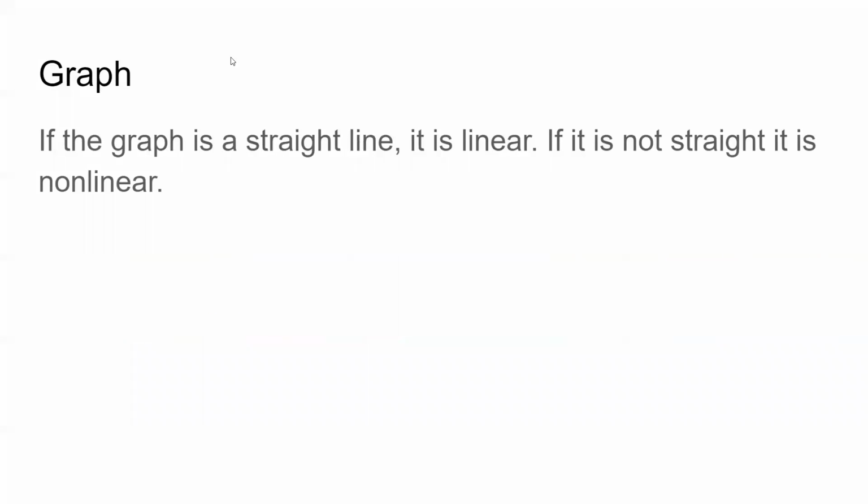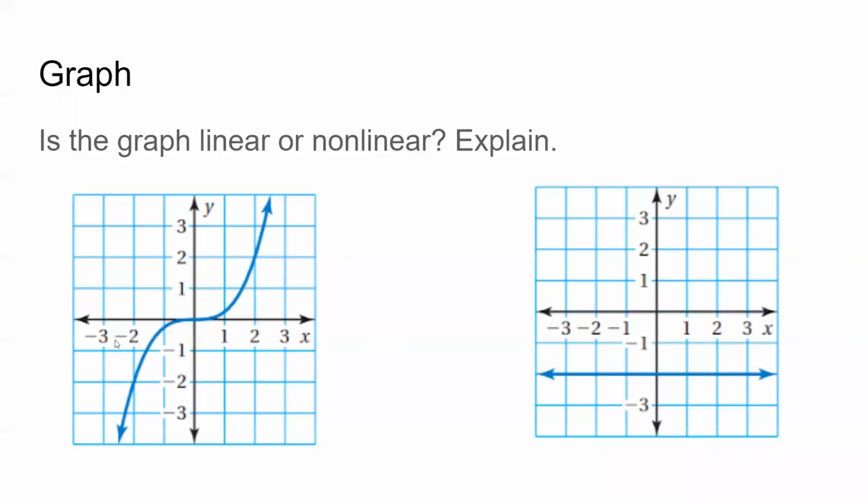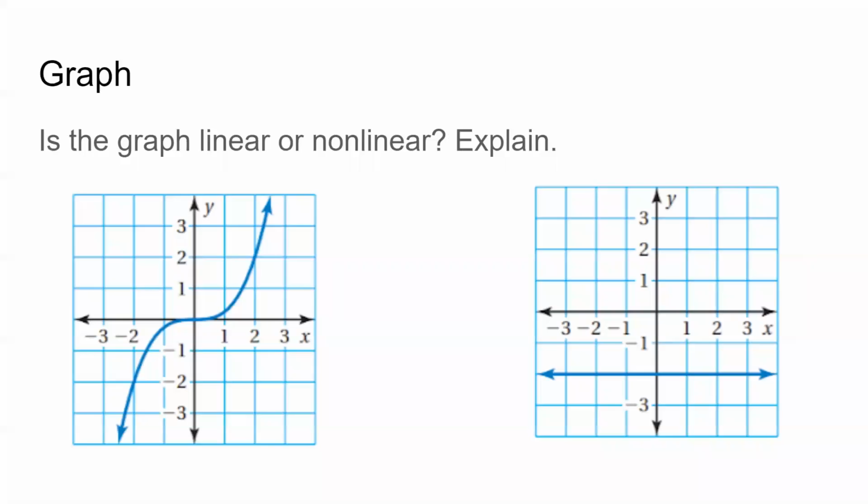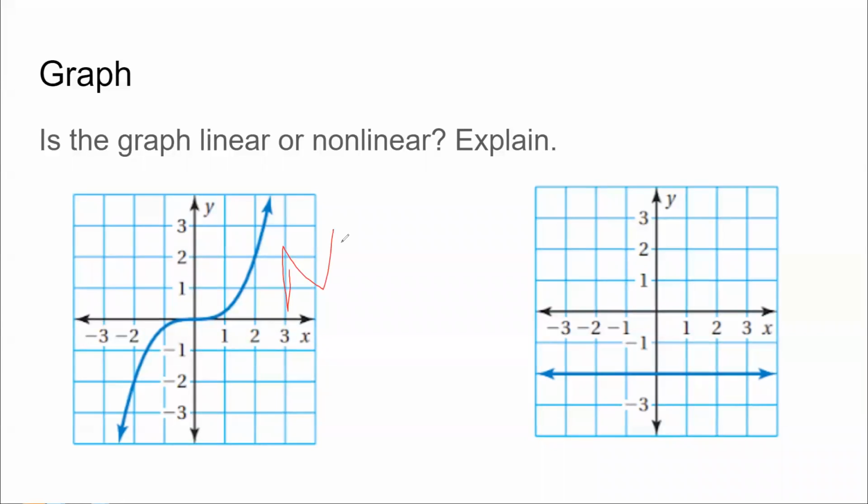Let's talk about graphs now. So if the graph is a straight line, it's linear. If it's not straight, then it's non-linear. So I'm looking at this first one over here. I'm asking myself, is that a straight line? And the answer is no, because it has that curve in it. That line actually bends. For this second problem, we are looking to see if it has a consistent rate of change. And this one is a straight line, so it is linear.